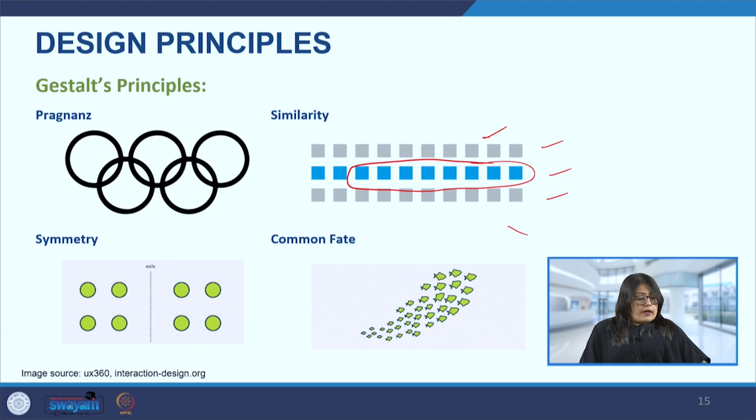The next principle is symmetry and order. Symmetry is when people perceive symmetrical elements as part of a unified group. Here we can see how the left and the right are symmetrical. We also discussed that earlier when I was talking about balance.